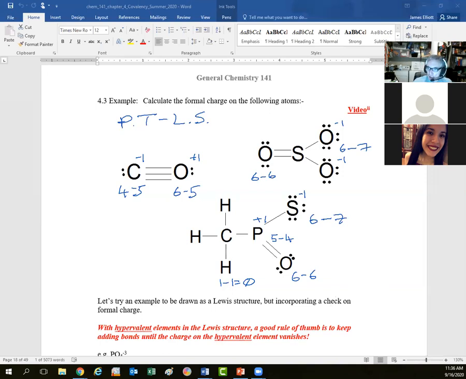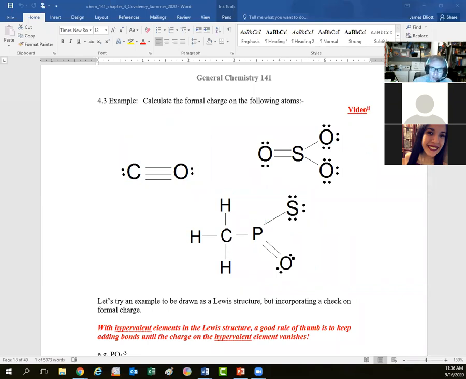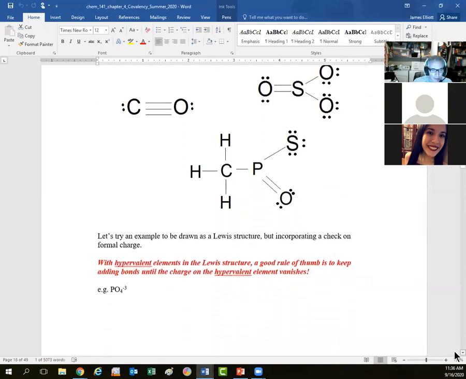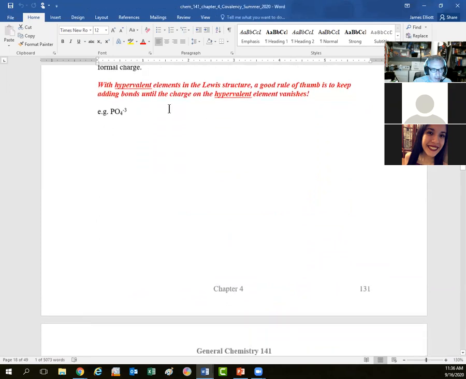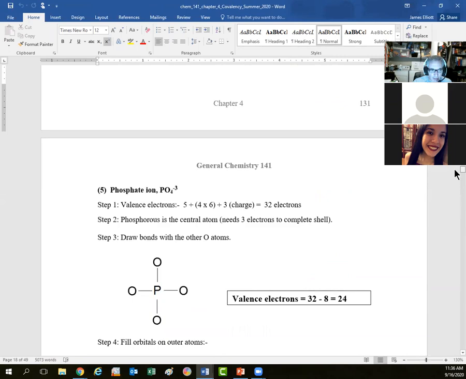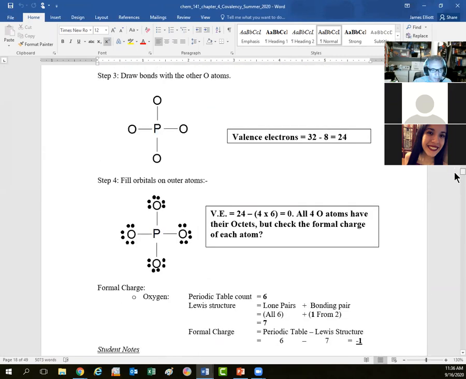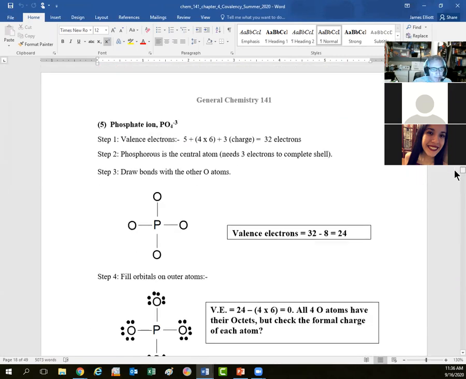Let's try drawing another Lewis structure, but one which has a hypervalent element at the center, and so we'll have to think about formal charge. One of the polyatomic ions that we had looked at in chapter 3, phosphate. So let's see if I left a gap for this. Oh, it's actually, we've got it on the next page.